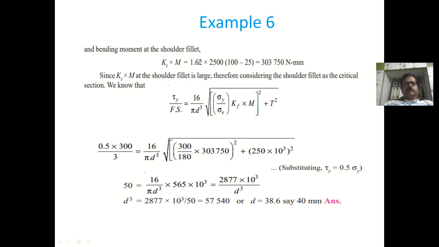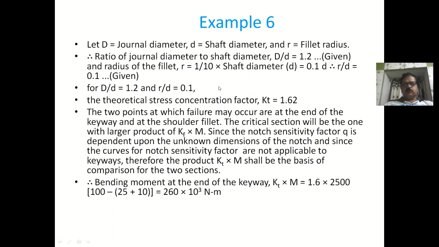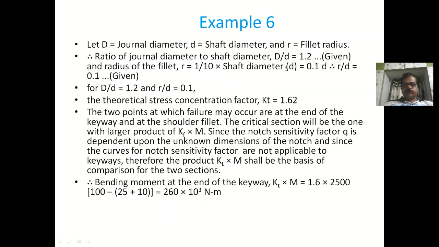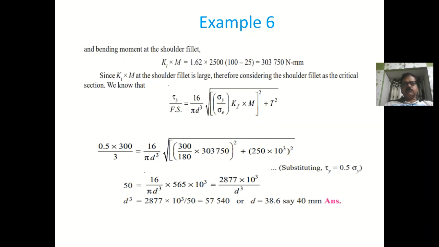Then the bending moment at the shoulder is Kt into M. Kt is given as 1.62 and the moment is 2500 into 100 minus 25, that is at the shoulder fillet. The Kt into M at the shoulder fillet is large. Out of these two, this is 260 into 10 power 3, and this is 303,750 Newton mm. Hence, out of these two, this seems to be the larger one, and Kt into M is the shoulder fillet.